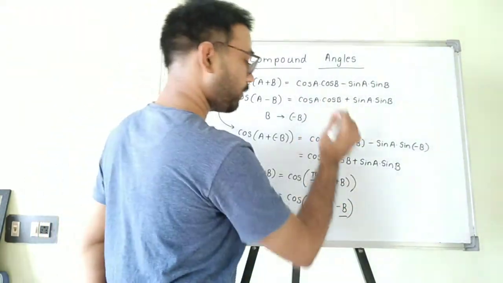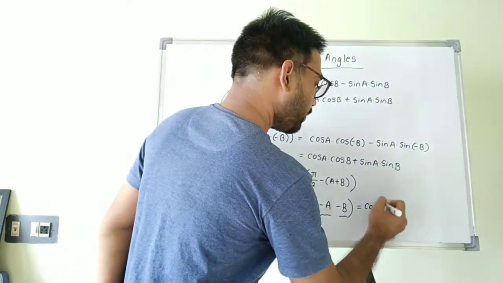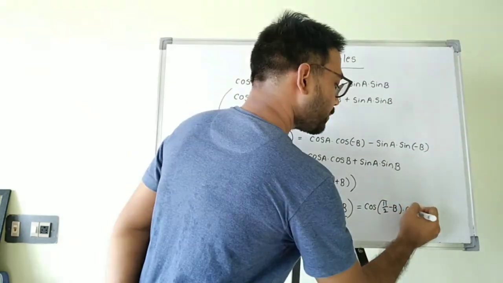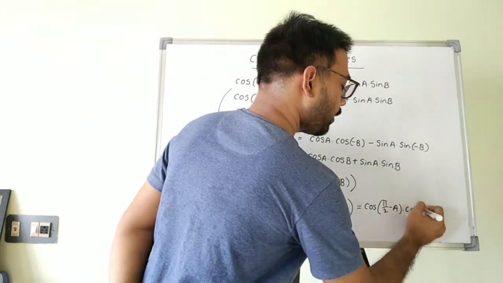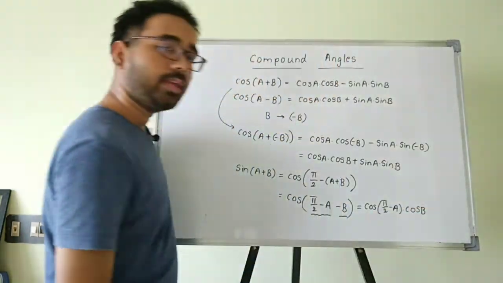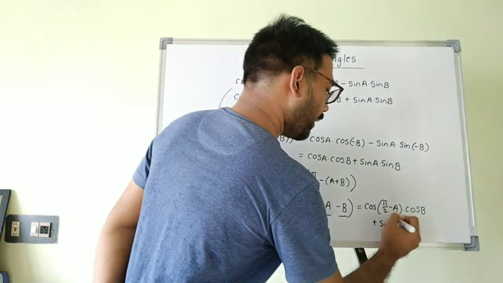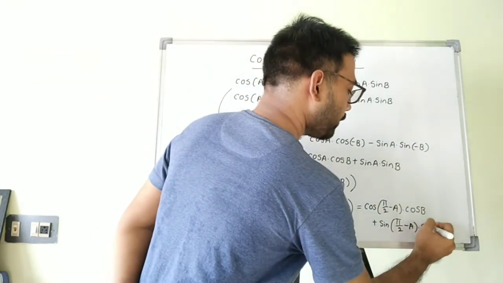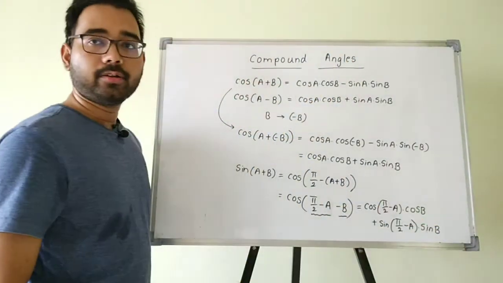So we can use this formula which we derived just now. We can write it as cos of (pi by 2 minus A) into cos B plus sin of (pi by 2 minus A) into sin B. So that's it. We got the formula, right?